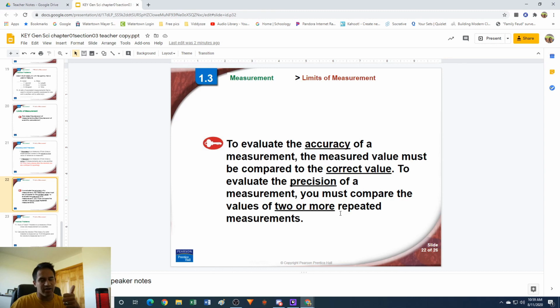So not only is it not accurate because it's not close to what it should say, but also it's not precise because it's not consistently even giving me the same number, okay? That's precision. So precision is kind of more about consistency. Accuracy is more about being correct.